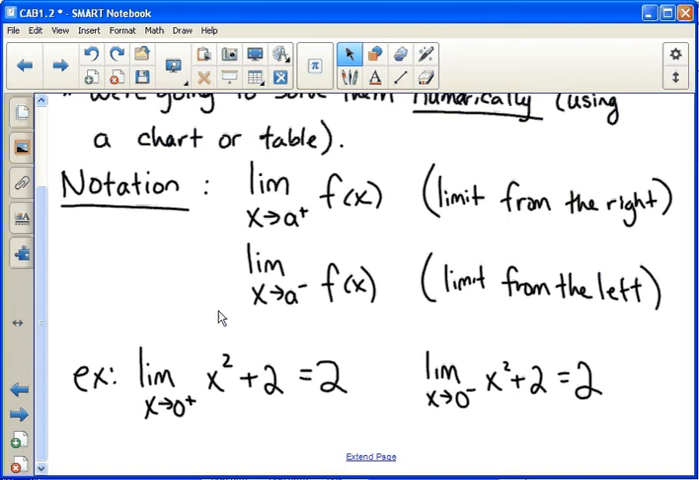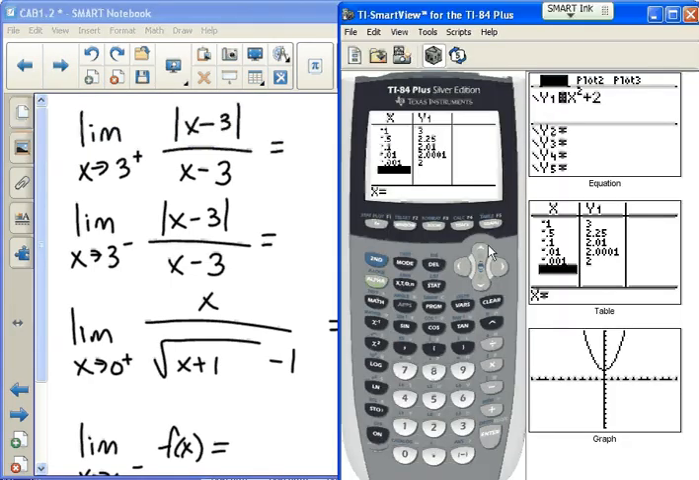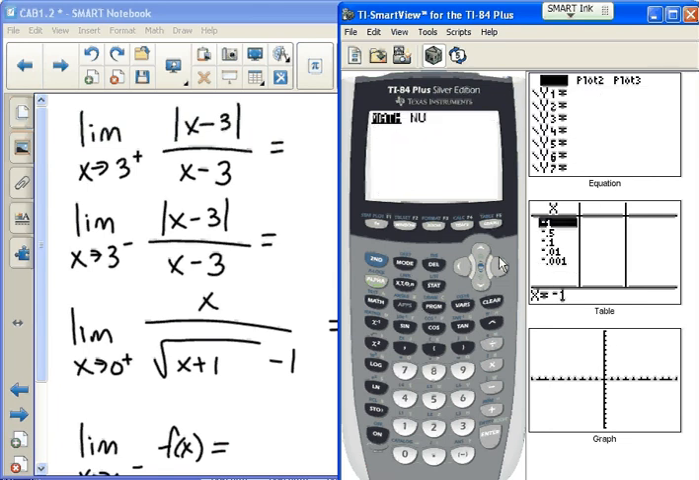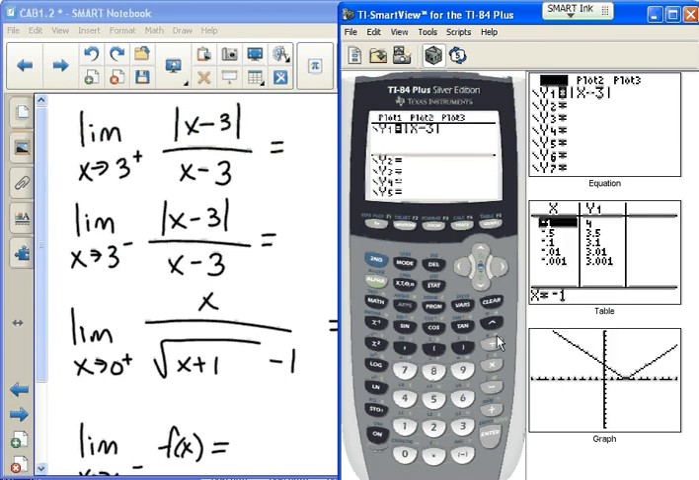The limit as the absolute value of x minus 3 over x minus 3 as x approaches 3 from the right. So I will do the absolute value, go to math, number, absolute value, x minus 3 divided by parentheses x minus 3. Remember to put your denominator in parentheses. So first I want to approach 3 from the right hand side. So you see the graph over here. You see something interesting is definitely going on right here at 3.